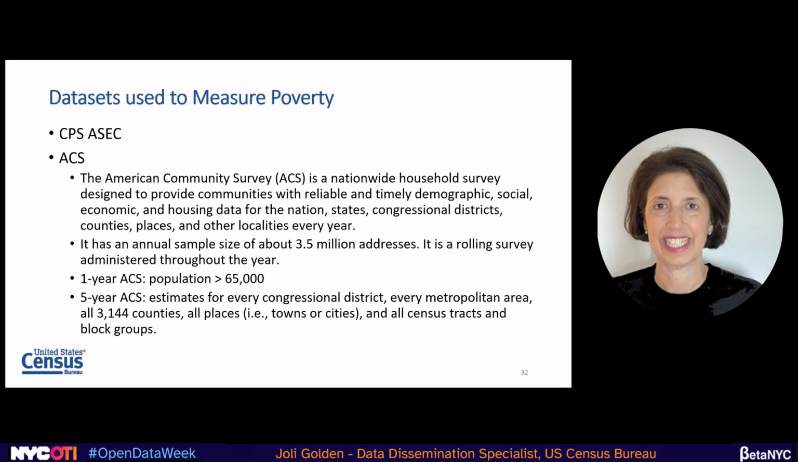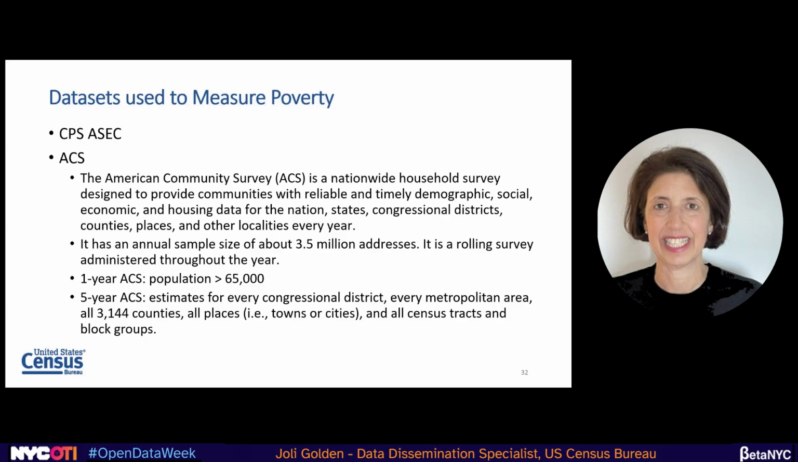The second data set that I want to mention is the American Community Survey. This is the gold standard of census data. Every year, we randomly sample every county in the nation over a 12-month period and release estimates once a year. We reach out to about 3.5 million addresses, and we get roughly 2.2 million responses back. So it's a rolling survey.